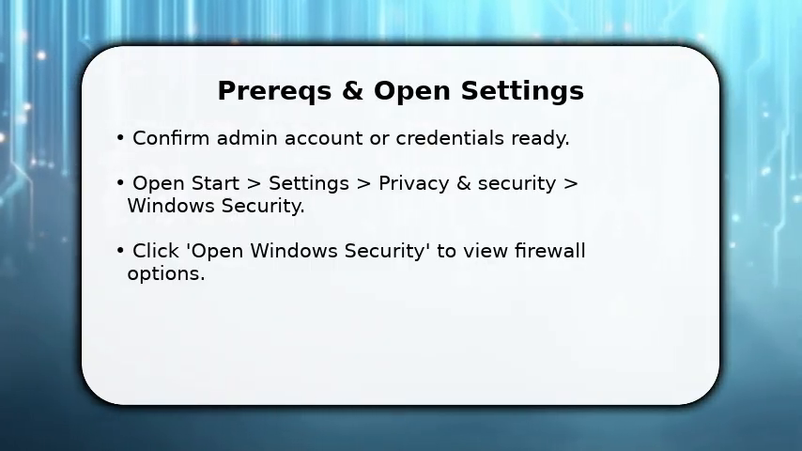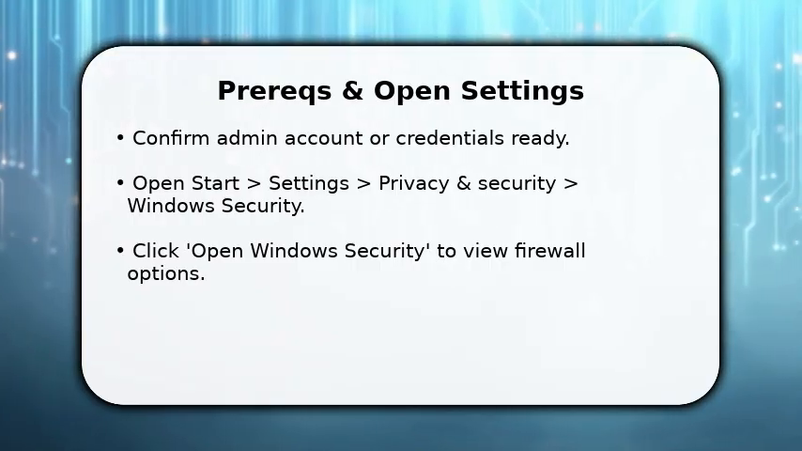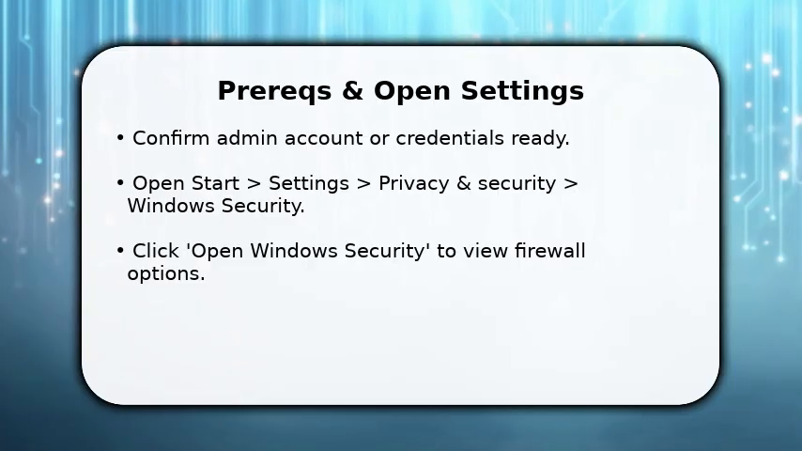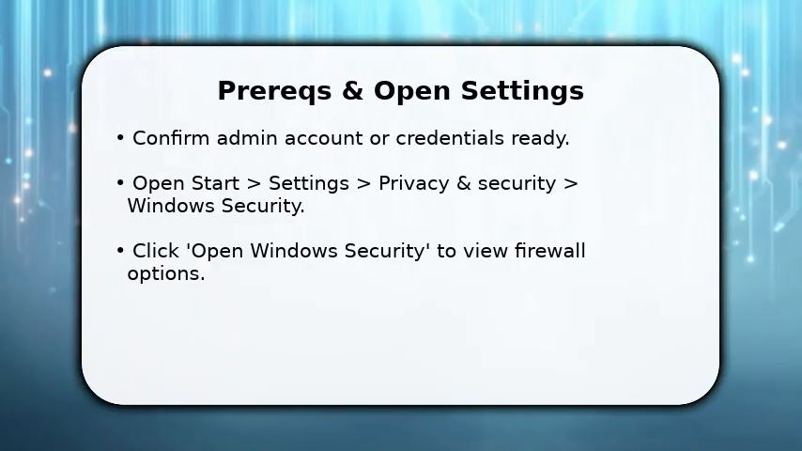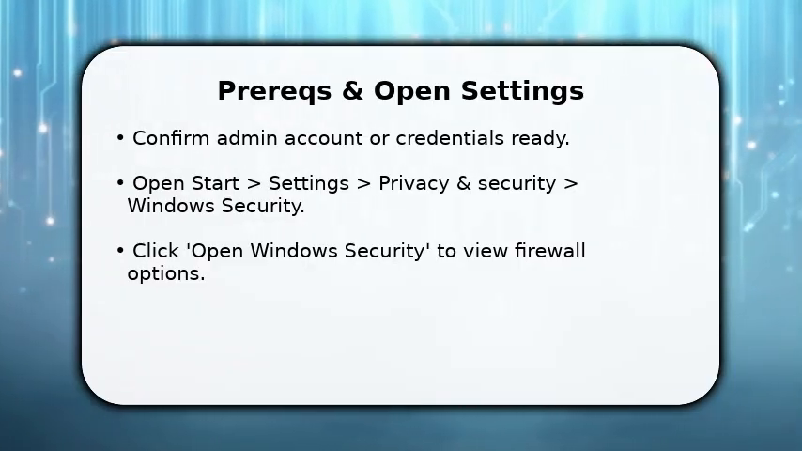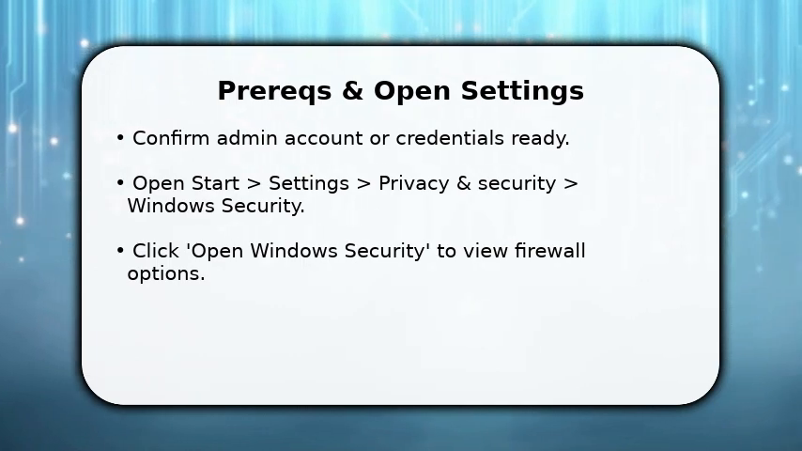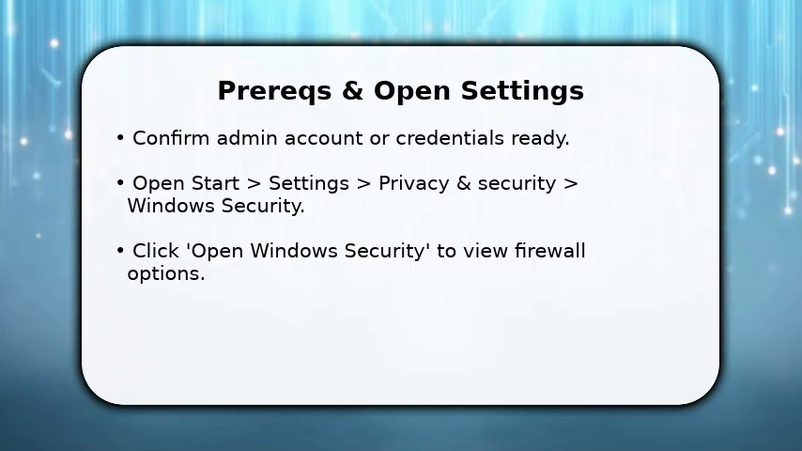Make sure Windows is updated to avoid UI differences. Once done, locate Firewall and Network Protection in the app. This is the pane where you'll control profiles and enable protection for each network type.